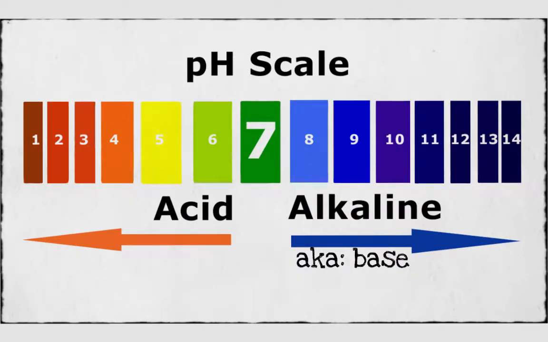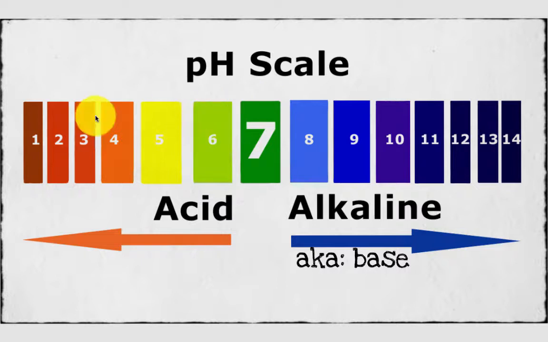You may have seen this picture before. This is the picture that represents the pH scale. So everything 6 and below is an acid. Everything 8 and above is a base, alkaline. 7 is unique. 7 is neutral. And what that means is that the hydrogen ions equal the hydroxide ions. And we'll talk about that next.